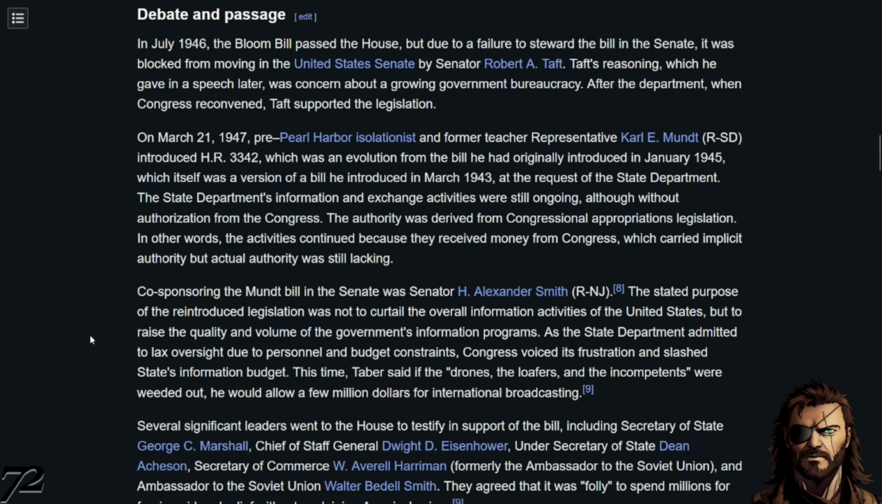The stated purpose of the reintroduced legislation was not to curtail the overall information activities of the United States, but to raise the quality and volume of the government's information programs. As the State Department admitted to lax oversight due to personnel and budget constraints, Congress voiced its frustrations and slashed the State Department's information budget. This time, Mundt said, the drones, the loafers, and the incompetents were weeded out. He would allow a few million dollars for international broadcasting.